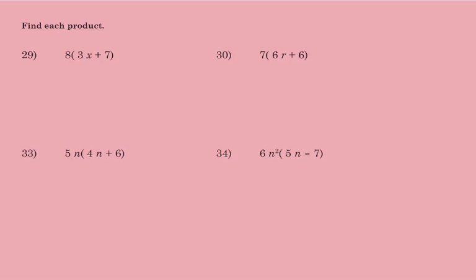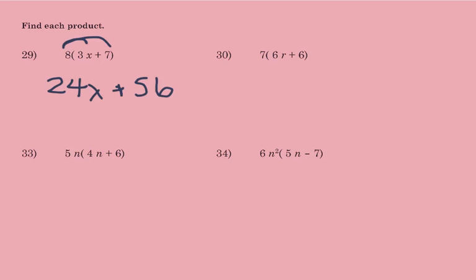Okay, so now we have distributive property again. Let's do 29 and then 33. I realize that these are misnumbered a little bit, jumping around. So remember, you're multiplying. 8 times 3x, multiply your numbers. 8 times 3 is 24. So that x, 8 times 7, 56. 24x plus 56.